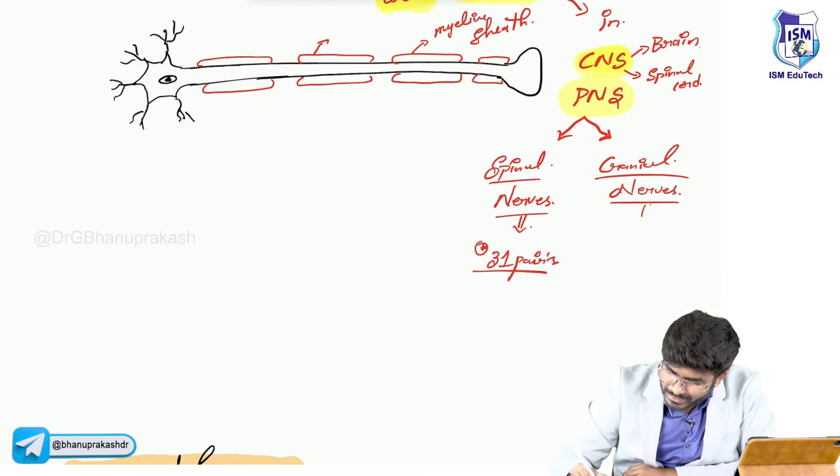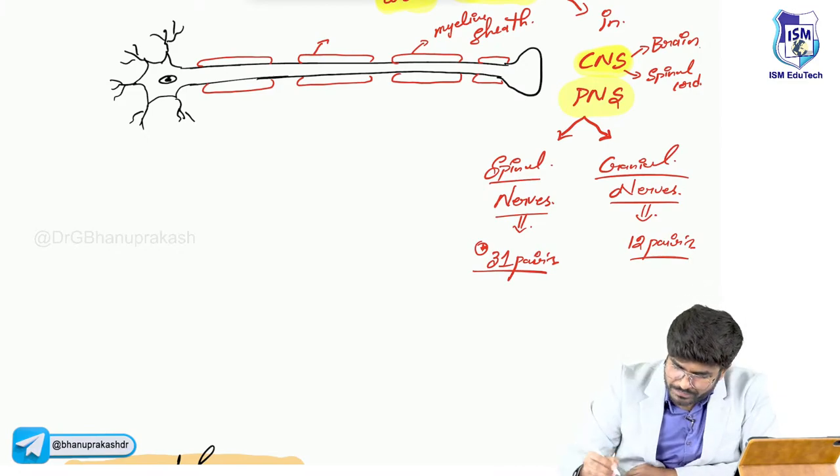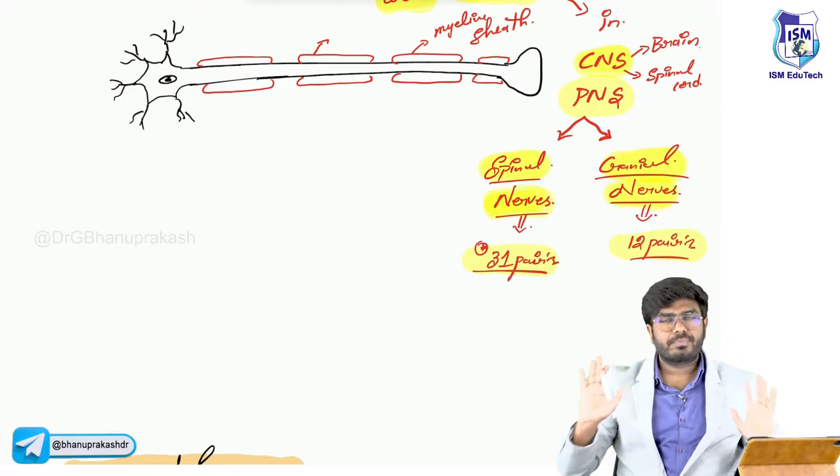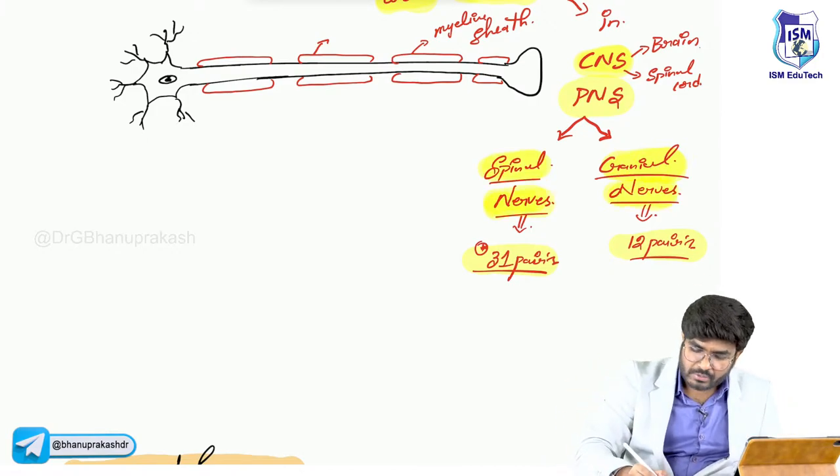Okay, and how many cranial nerves are there? 12 pairs. Okay, 12 pairs of cranial nerves. So look here, the 31 pairs of spinal nerves and 12 pairs of cranial nerves form your peripheral nervous system. Okay, now let's come back to our physiology topic.